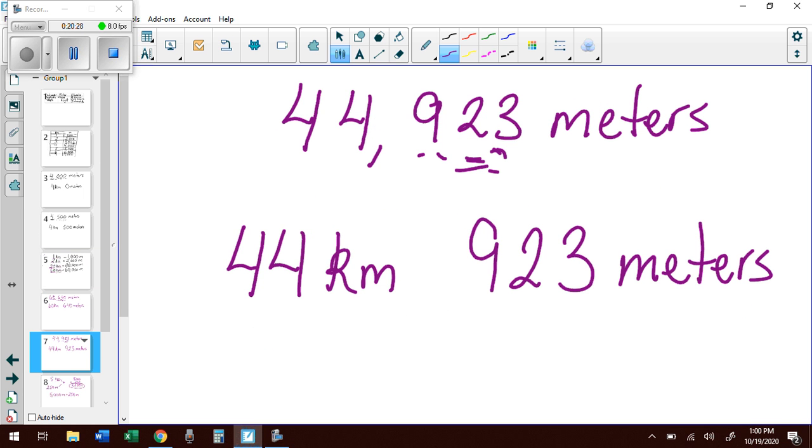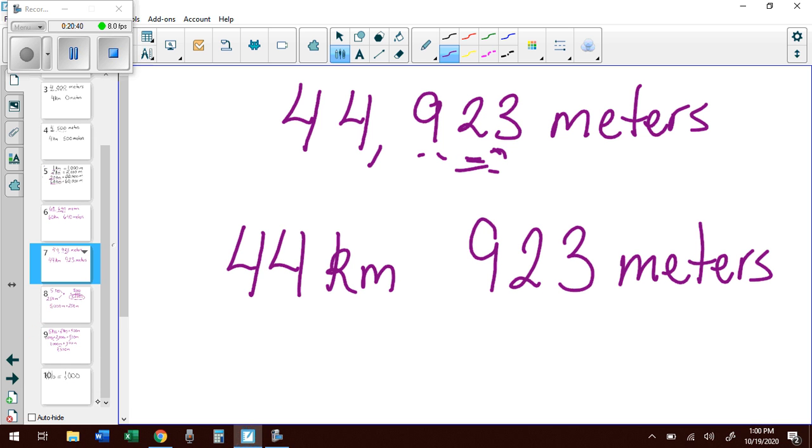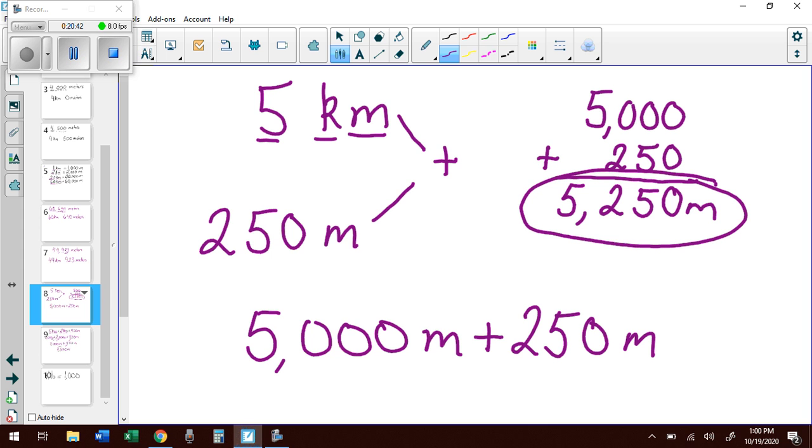So if I were to take something like this apart, 44,000. Oh, 44,000. And then our leftovers, 923. And to add them together, 5,000 meters. Meters right here. 250 meters. Meters right here. And we can add them together and get our answer. All right. It's not too terribly scary.